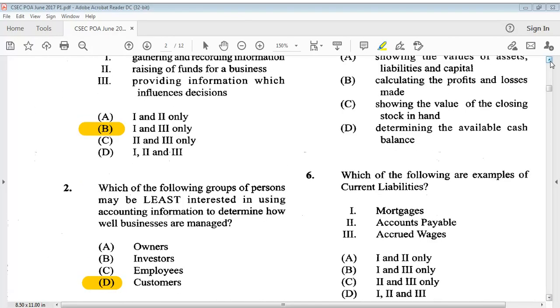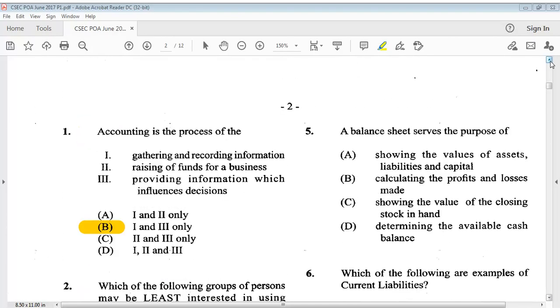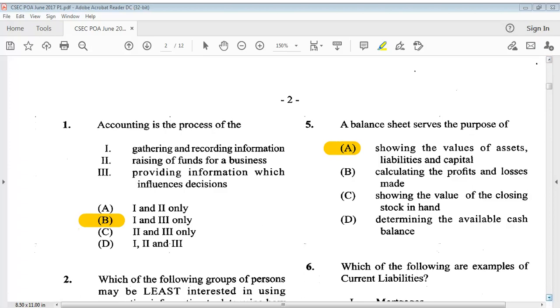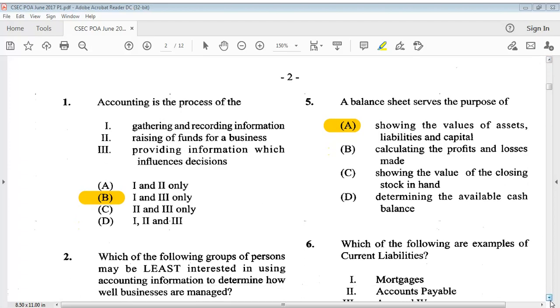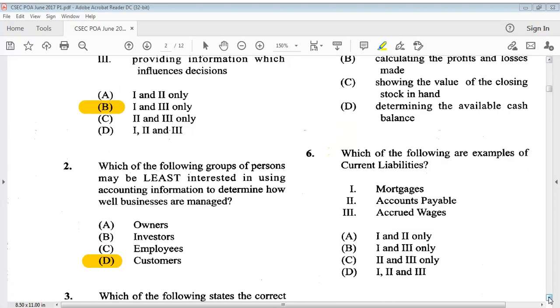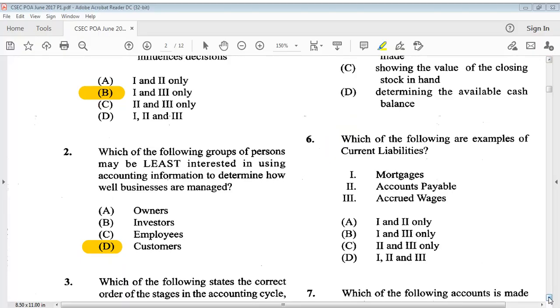Let's go to 5. It says, a balance sheet serves the purpose of, we know the answer is A, showing the values of assets, liabilities, and capital. 6 says, which of the following are examples of current liabilities? 1, mortgages. 2, accounts payable. 3, accrued wages. The answer is C, 2 and 3 only.